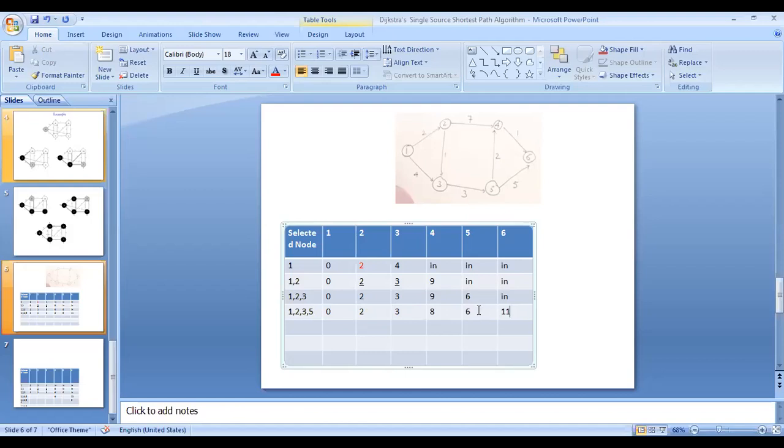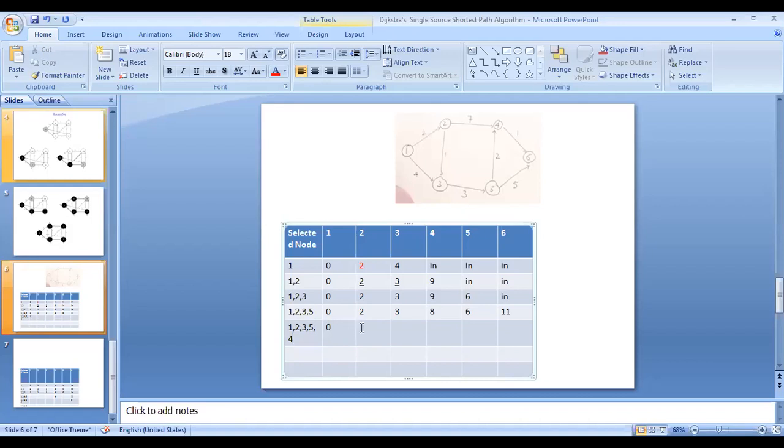From 8 and 11, we have to consider the minimum one. Node 5 is already selected, with distance 6. We have to select the minimum distance from the not included nodes. So there are only two remaining nodes, 4 and 6, that are not included yet. From 8 and 11 we have to select the minimum distance, and the minimum distance is 8. So we include node 4 here with this distance 8.